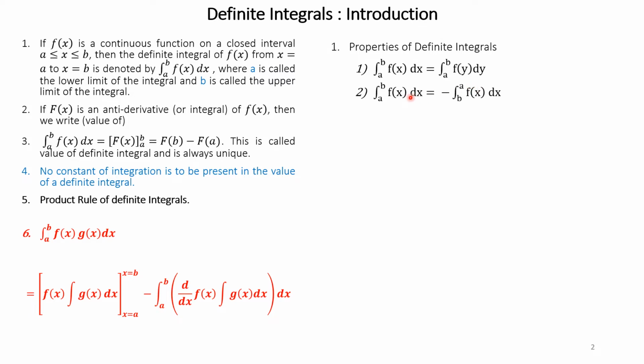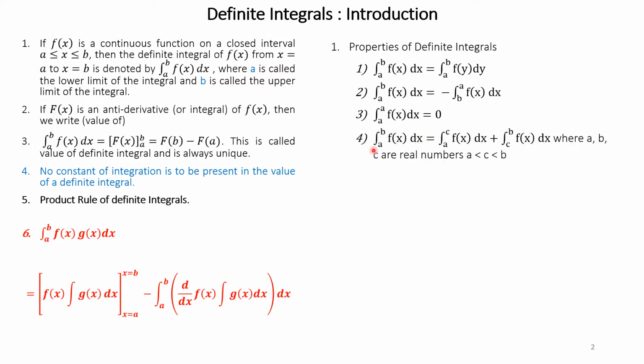Property number 2. The integral from a to b of f(x) dx is equal to minus the integral from b to a of f(x) dx. That is, here it is a to b on the left-hand side and b to a with a negative sign on the right-hand side. So when we are changing the limits from a to b to b to a, we have to reverse the sign, that is, negative. Next property: the integral from a to a of f(x) dx is equal to 0.